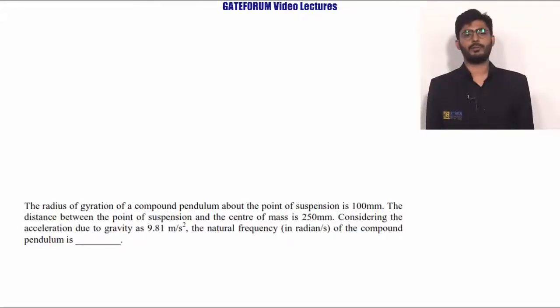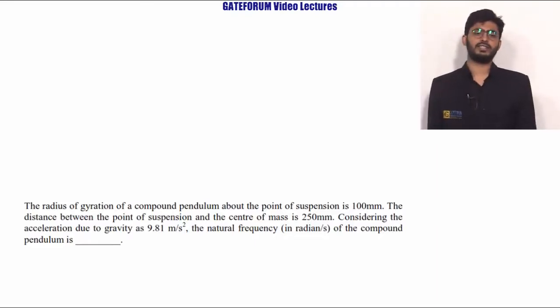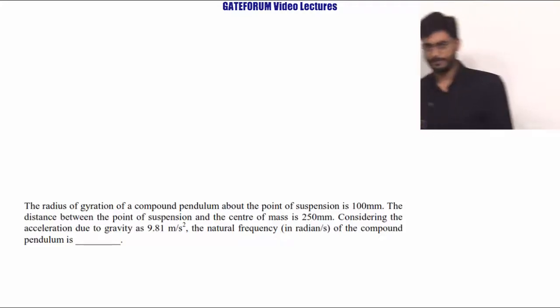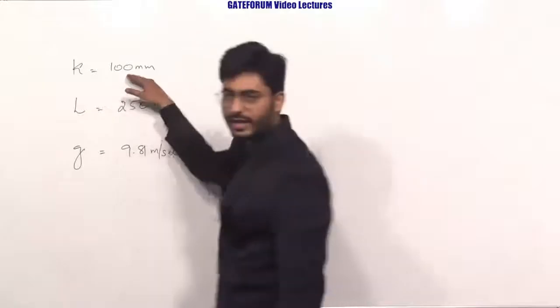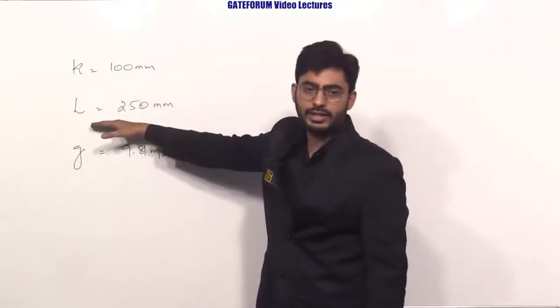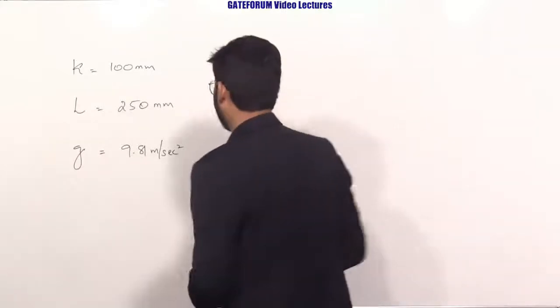This question belongs to the topic vibrations, from the subtopic free vibrations. The radius of gyration of the compound pendulum about the point of suspension is 100 mm. The distance between the point of suspension and the center of mass is 250 mm. Considering acceleration due to gravity as 9.81 meter per second square, the natural frequency of the compound pendulum is dash. Okay, here the radius of gyration is given as 100 mm, the distance from the point of suspension is given as 250 mm, and acceleration due to gravity is given to you.